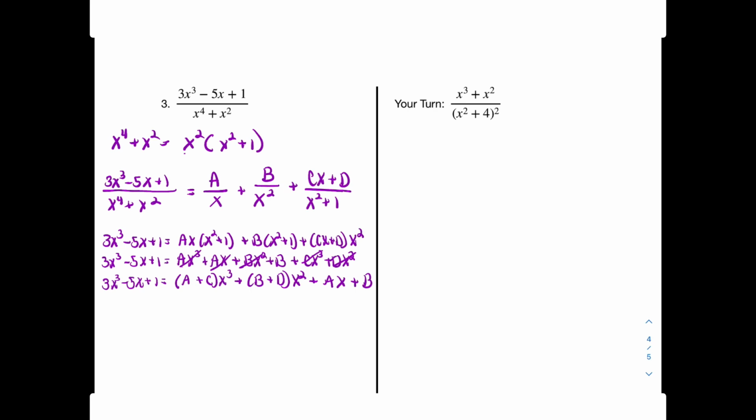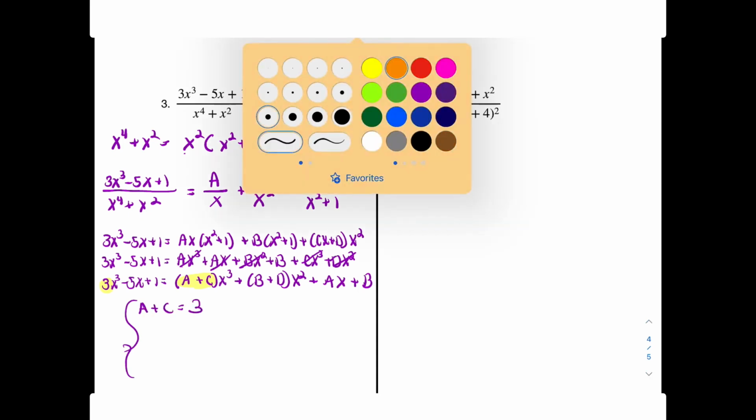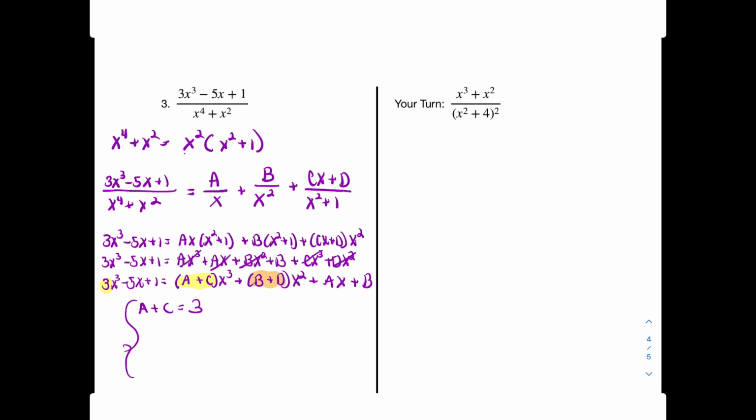So now we're going to combine these and write our system of equations. Our coefficient of x cubed on the left equals the coefficient of x cubed on the right. So that's a plus c is equal to 3. And then our next equation would be the coefficient of x squared. On the right, it's b plus d. On the left, there's no x squared term, so it's going to be equal to 0. And then our coefficient of the x term on the right equals our coefficient of the x term on the left. So that means a is equal to negative 5.